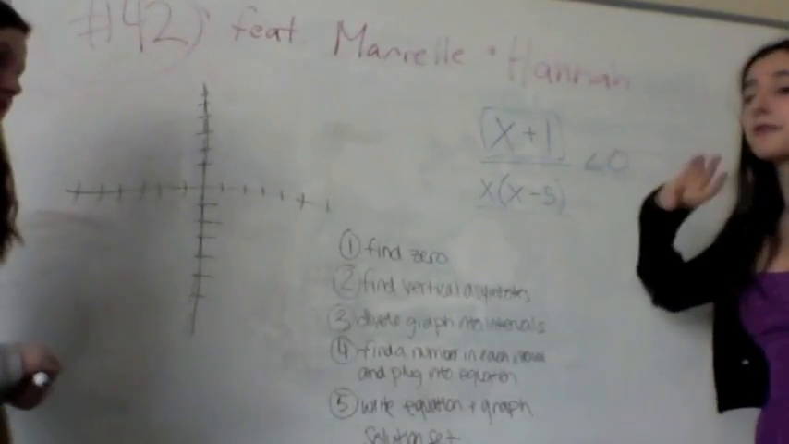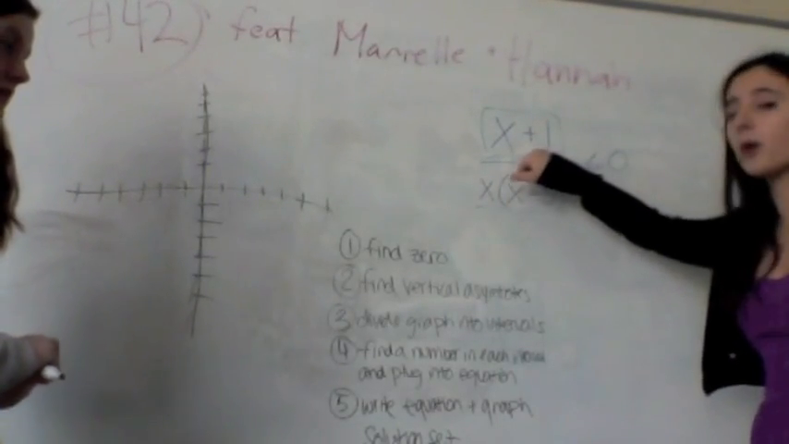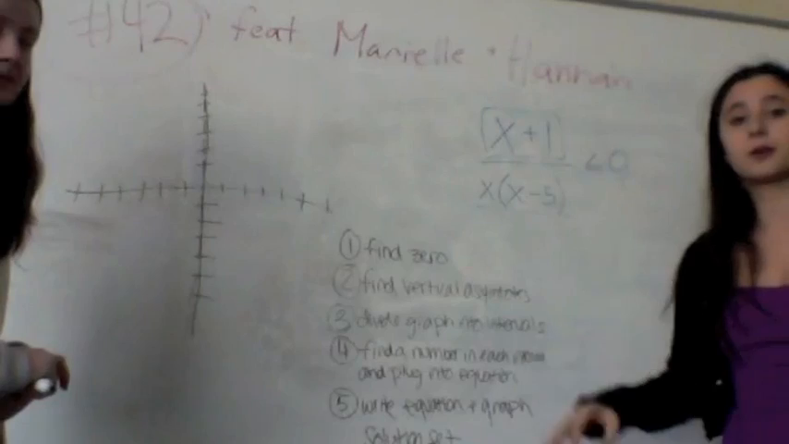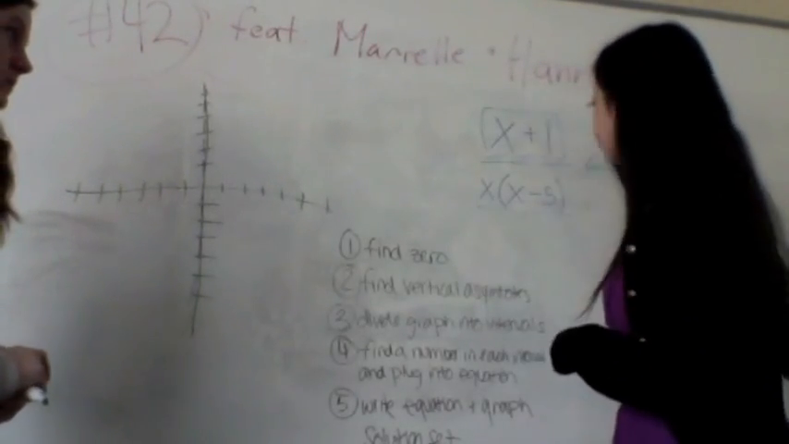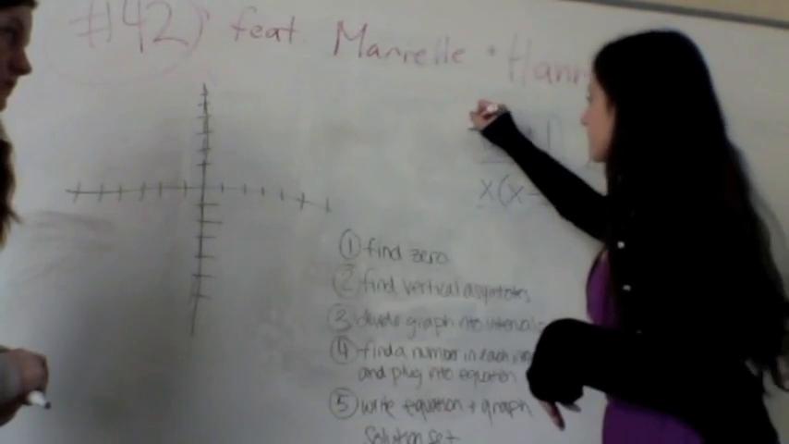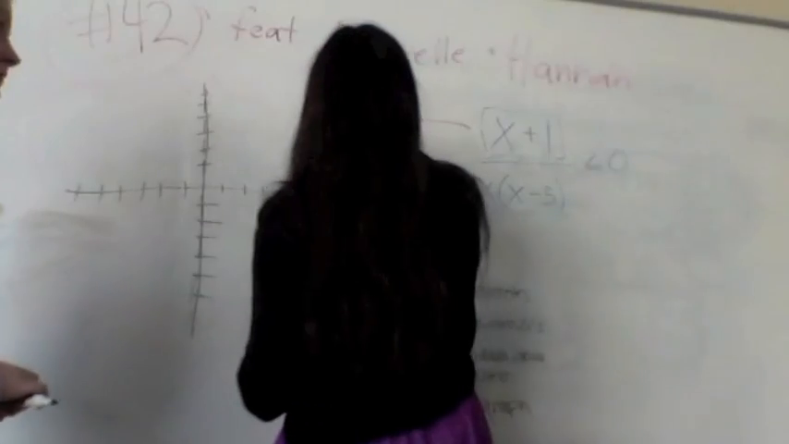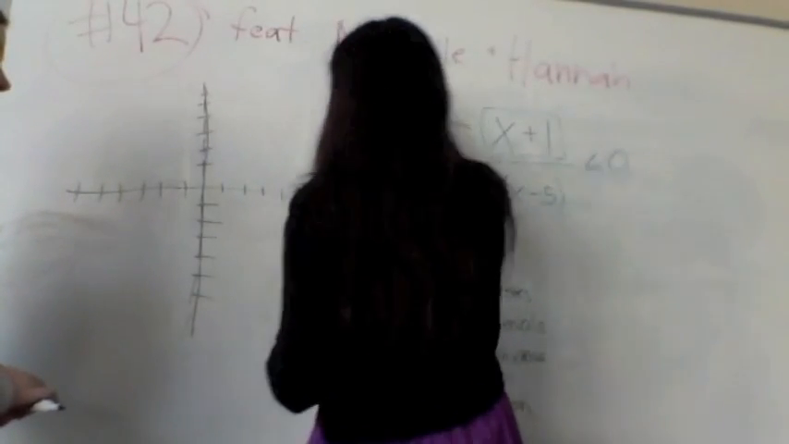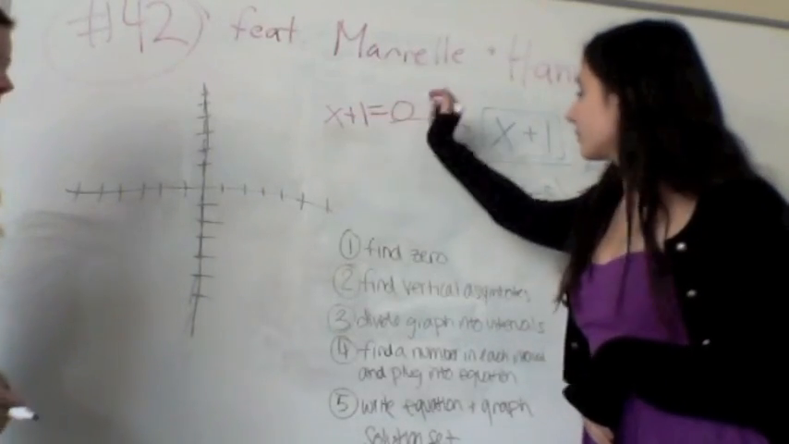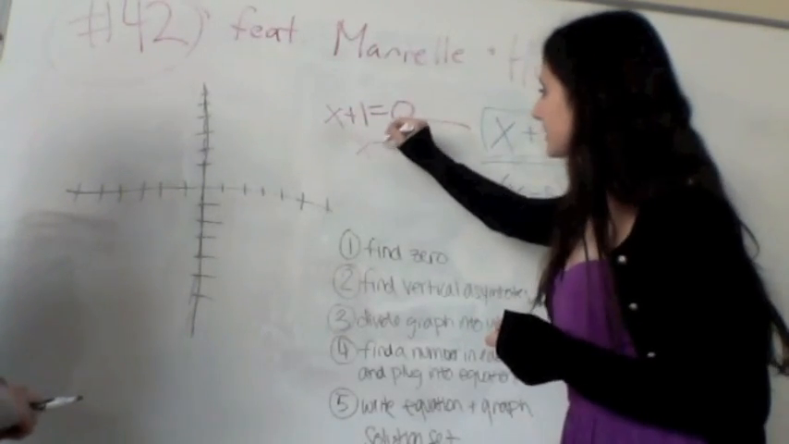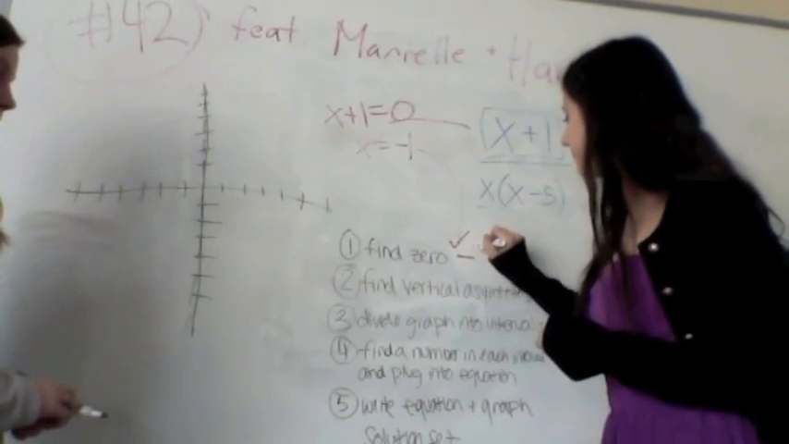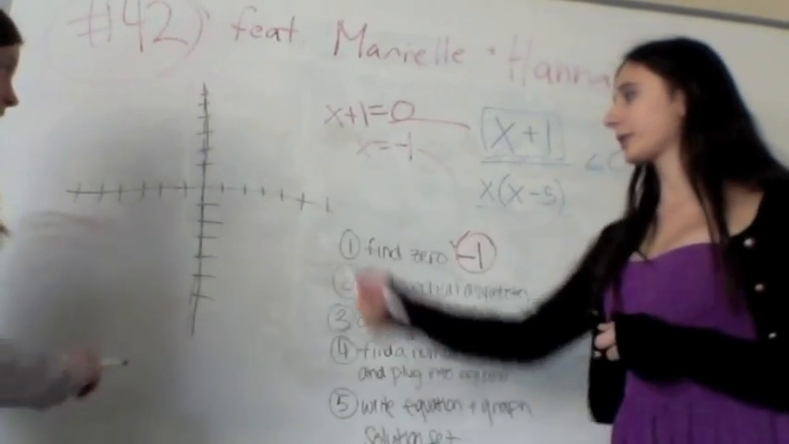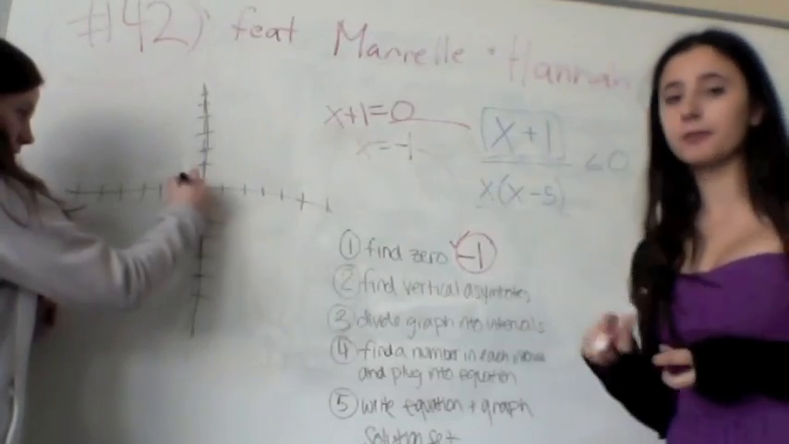The zeros of a fraction are always going to be the numerator. Always, always, always, because when you have a zero numerator, the fraction is 0. So you set the numerator equal to 0. That would be x plus 1 equals 0, and obviously x is negative 1. So negative 1 would be your zero. We're going to put a point at negative 1 on our graph.